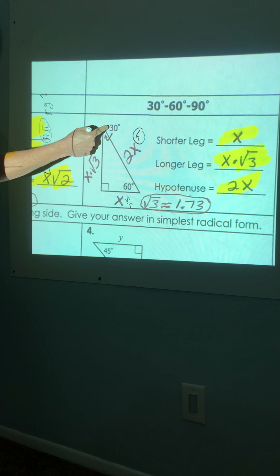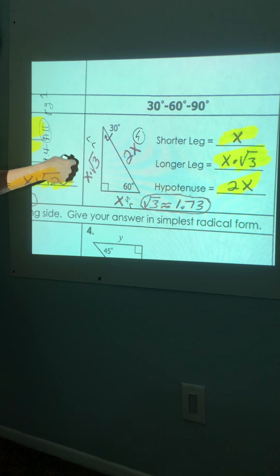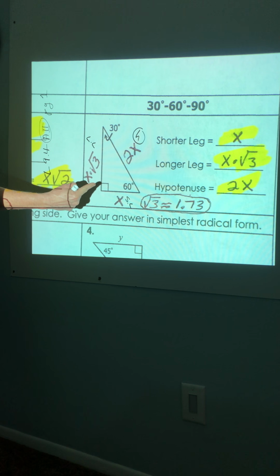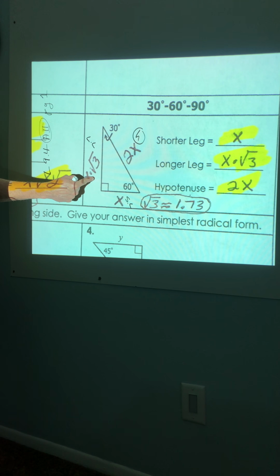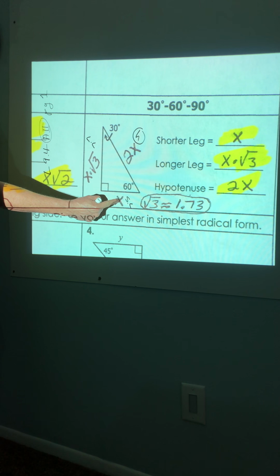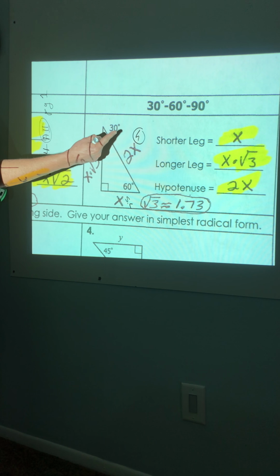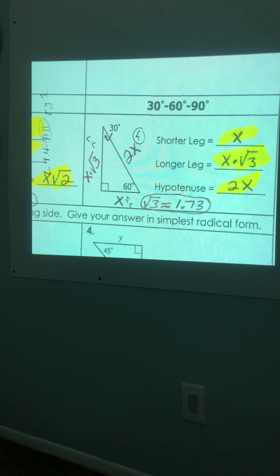Now you're not going to use the 30, okay? The 30 is not going to be plugged in there. It's just, if you know the shorter leg is x, you're going to go x times the square root of 3 for the longer leg. If you know the shorter leg is x, you're going to go x times 2, and that's going to be the hypotenuse. And again, it's just a formula, okay? Something you got to memorize.